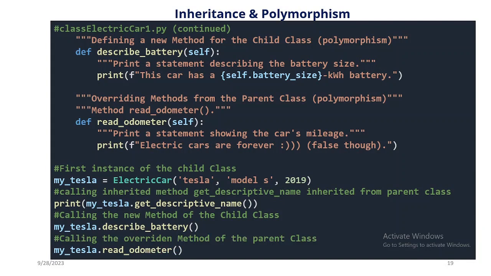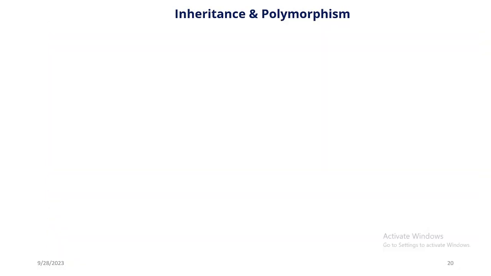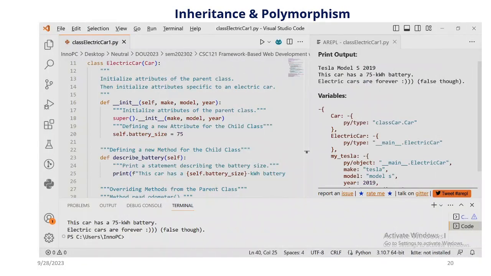And then we say my_tesla.read_odometer. This was a method in the parent class, but has been changed or overridden in the new class. So the last two things here are examples of polymorphism. The first one is an example of inheritance. In fact, the last one is also an example of inheritance, but an inheritance that becomes overridden or changed. So when you run the program, this is what you get. Tesla Model S 2019. This car has a 75 kilowatt hour battery. And then when you call read_odometer, it shows electric cars are forever.